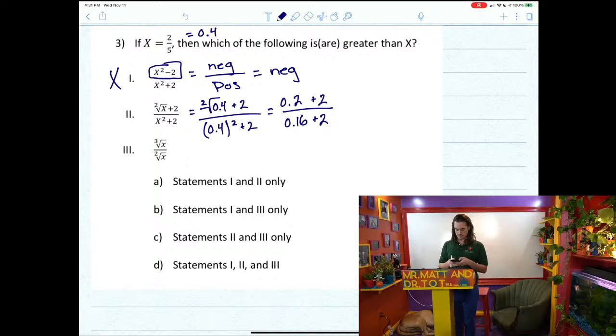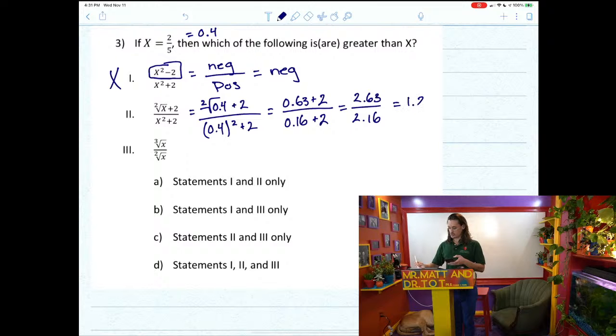Oops, I'm sorry, hold on. Let me just check that. I'm sorry, the square root of 0.4 is not 0.2, that's going to be about 0.63. Sorry about that. Okay, so then this is going to turn into about 2.63 divided by 2.16. And that's going to be about 1.22 rounded. And that's definitely greater than 0.4.